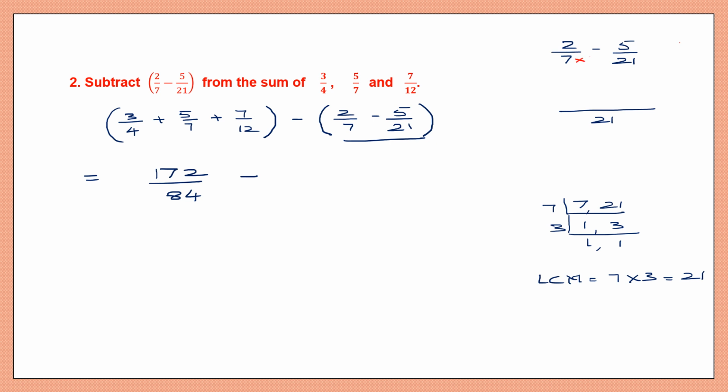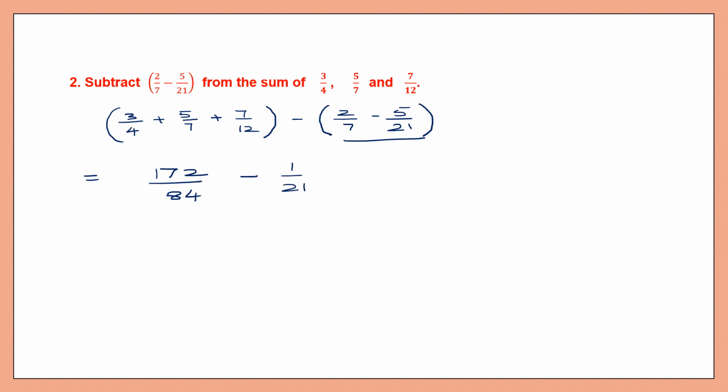7 threes are 21, so multiply 2 also by 3. We get 2 threes are 6, minus the next fraction, denominator is 21. 21 into 1, so 5 into 1 is 5. So 6 minus 5 is 1. So here we have 1 by 21. Let's write that down here, 1 by 21. So here we are going to subtract 172 by 84 minus 1 by 21.